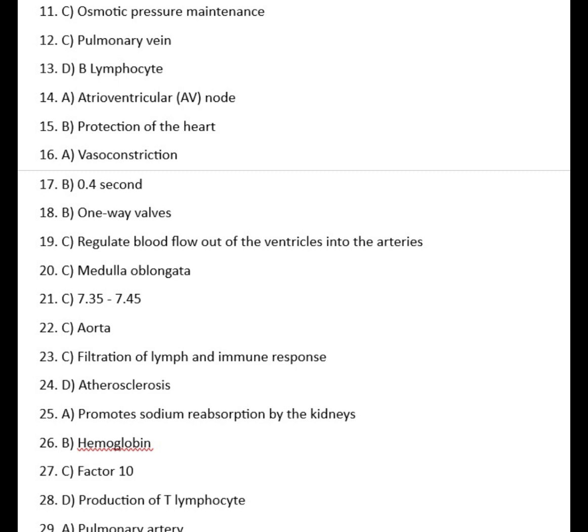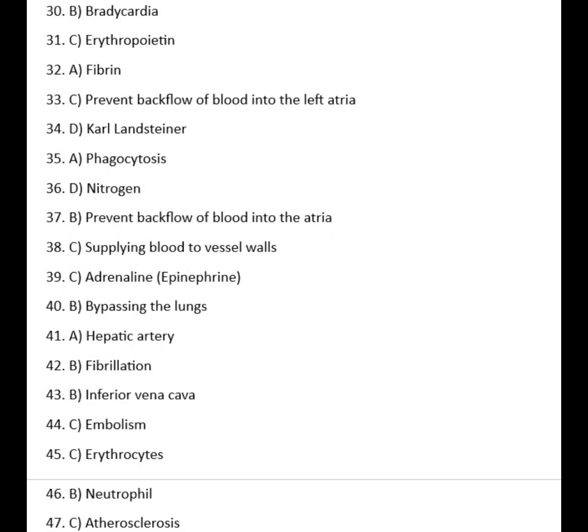20. C. Medulla oblongata. 21. C. 735, 745. 22. C. Aorta. 23. C. Filtration of lymph and immune response. 24. D. Atherosclerosis. 25. A. Promotes sodium reabsorption by the kidneys. 26. B. Hemoglobin. 27. C. Factor 10. 28. D. Production of T lymphocyte. 29. A. Pulmonary artery. 30. B. Bradycardia.